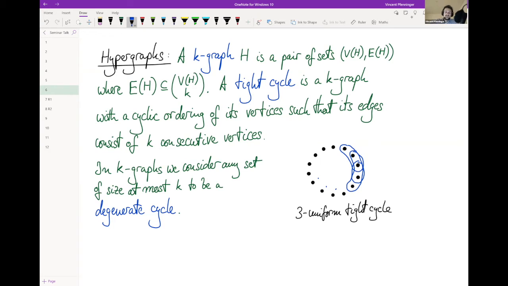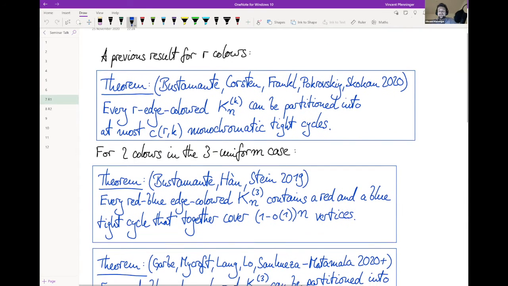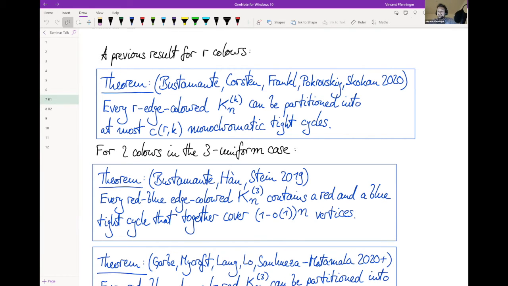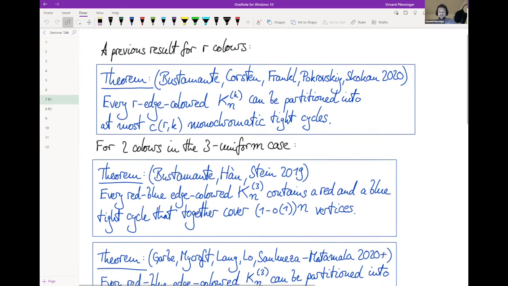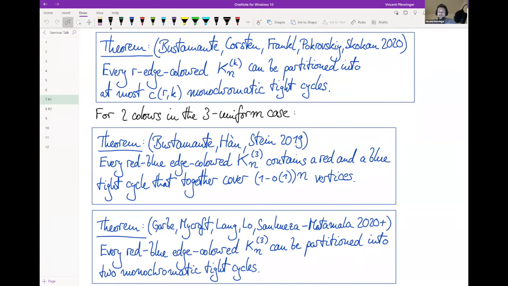Okay, so what sort of results are known for hypergraphs? So there's a result for r colors, namely a theorem by Bustamante, Korsten, Frankl, Pokrovskiy, and Skokan from 2020, where they showed that every r-colored K_n^k, so here we mean the complete k-uniform hypergraph on n vertices, can be partitioned into at most a constant number of monochromatic tight cycles, where the constant depends on r and k, but this constant is quite large. So we could also ask, can we do with a lot fewer cycles if we restrict ourselves just to 2 colors? And this was studied in the 3-uniform case, first by Bustamante, Hàn, and Stein, who showed that every red, blue, edge-colored complete 3-uniform hypergraph contains a red and a blue tight cycle that together cover almost all of the vertices.